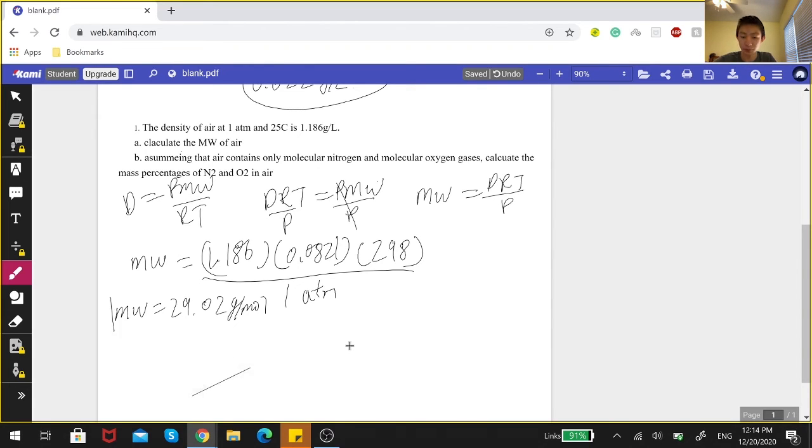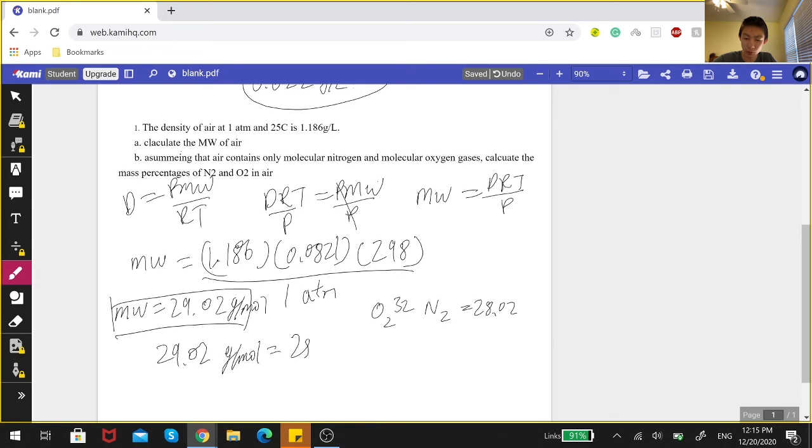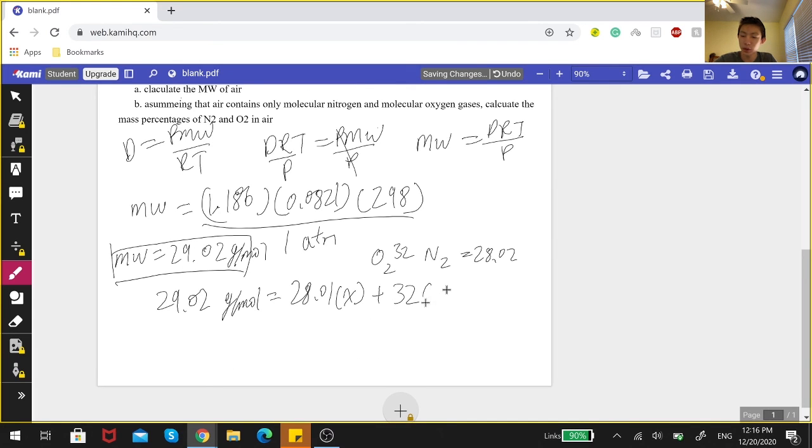Okay, now we found the MW. Now it says calculate the percent of oxygen and nitrogen. So we have the molar mass of the gas is 29.02. Now let's make that equal to oxygen and nitrogen. Oxygen is 16 times 2, which is 32. Nitrogen is 14.01 times 2, which is 28.02. Now let's use 28.02 times x plus 32 times 1 minus x. The two decimals should add together to 1, and that tells us the two percentages of nitrogen and oxygen.